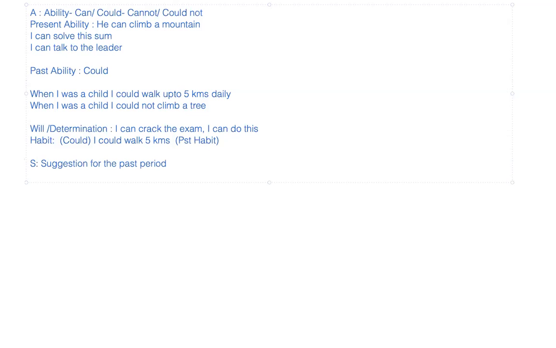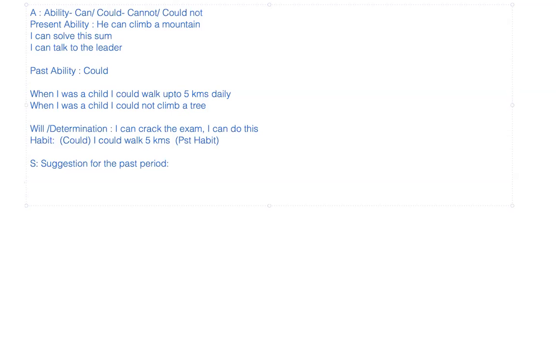Now it sounds really weird, how can somebody give suggestions for the past period, but that's how it is. We generally give suggestions for the future period so that the future can be better, but this is about the past, because somebody is discussing the past. And now the listener is giving a suggestion like you could have done this, right?